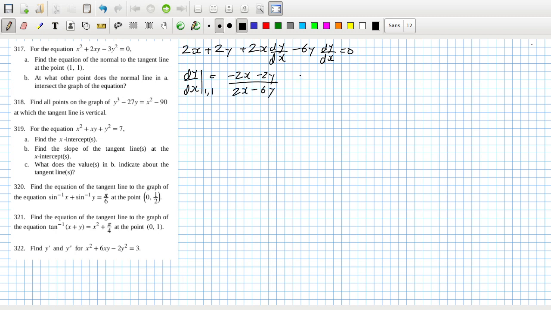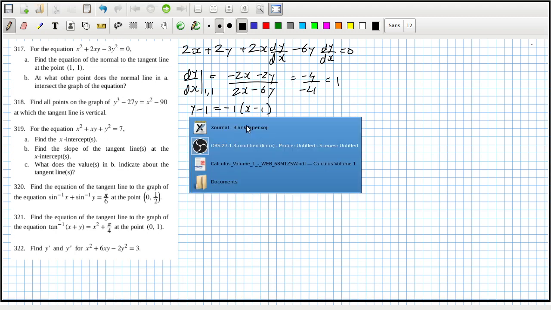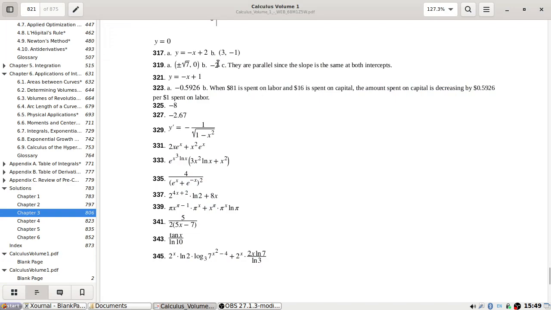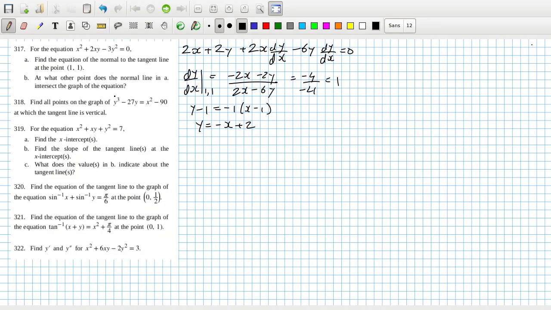At the point (1, 1) it will be minus 4 over minus 4, which is 1. So that means the slope is minus 1. So y minus 1 equals minus 1 times x minus 1. So that's y equals minus x plus 2. Let's check the answer. Yep. And then at what point does the normal line intersect the graph equation?